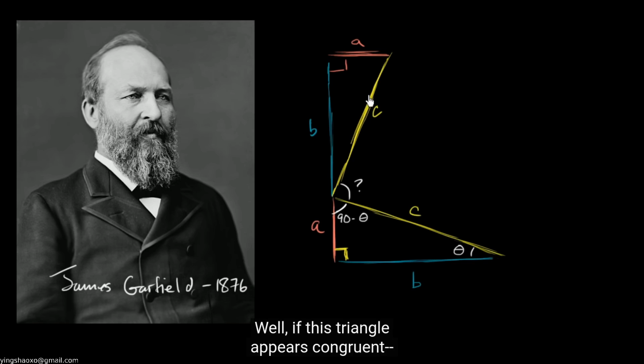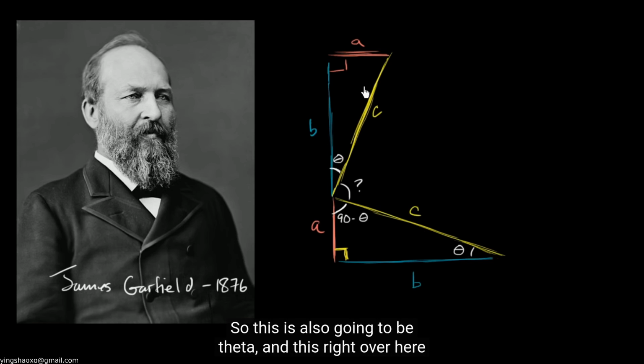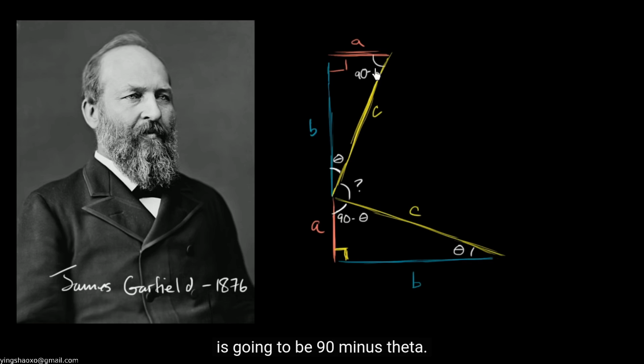Well, if this triangle up here is congruent, and we've constructed it so it is congruent, the corresponding angle to this one is this angle right over here. So this is also going to be theta, and this right over here is going to be 90 minus theta.